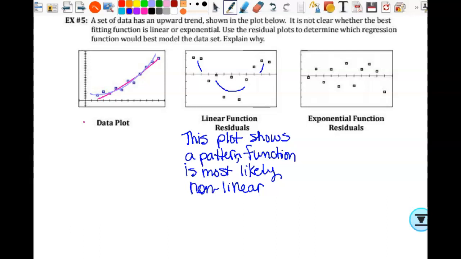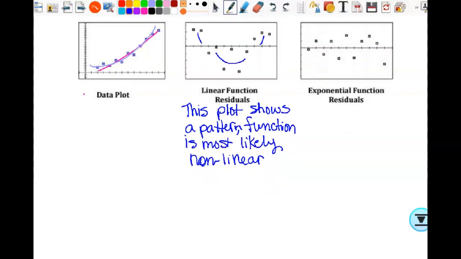Okay? Does that make sense to you? So basically saying this one, linear is probably not what I want. Then what do you think about exponential? Do you think it has a pattern? No. Okay, so I can say that this plot shows no pattern.